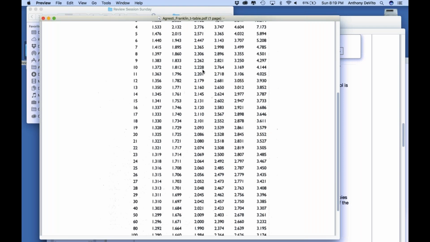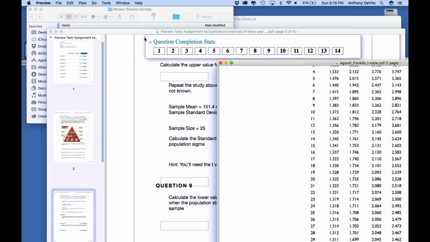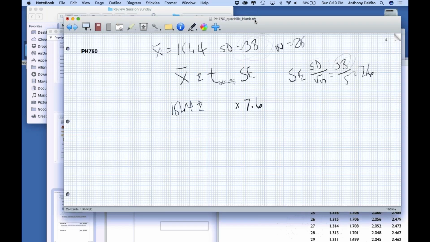So I'm going to go down to 25. It's going to be our middle column here. And 24 is 2.064. So now instead of using 1.96, we're going to use 2.064 to do our calculation.